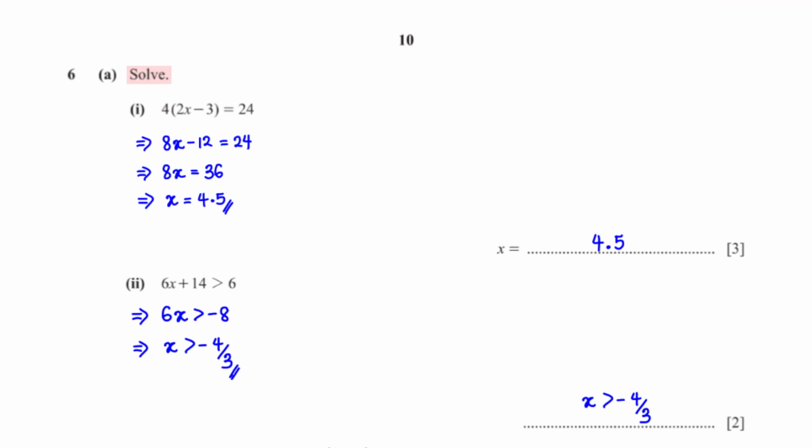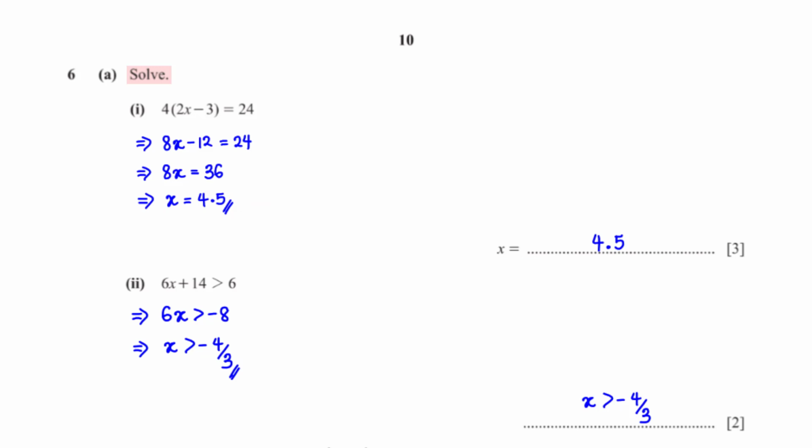Solve 4 times (2x minus 3) equals 24. When we expand the brackets, 4 times 2x is 8x and 4 times negative 3 is negative 12. When we group like terms, we have 8x equals 36. When we divide both sides by 8, we have x equals 4.5.